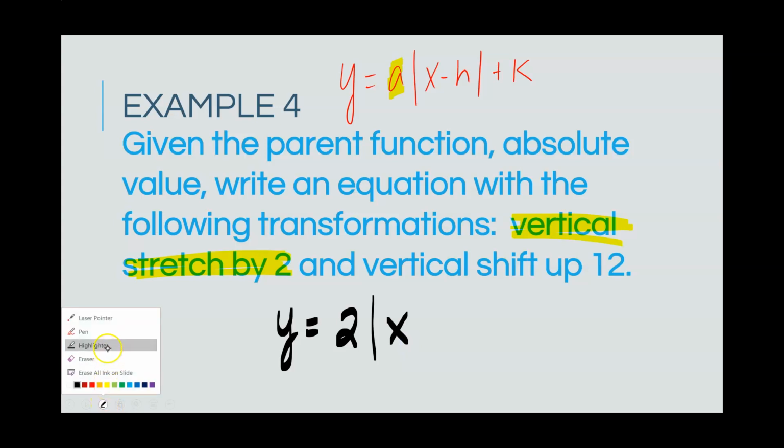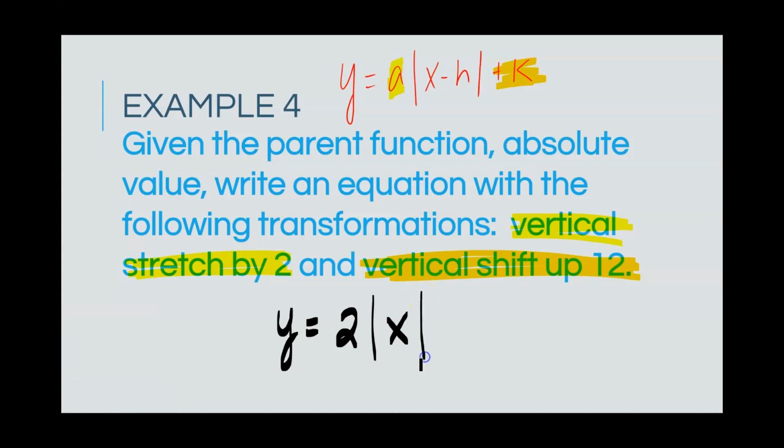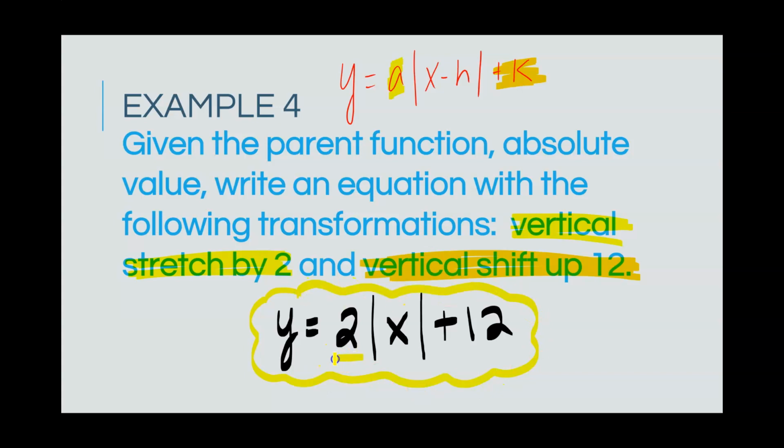Next, it says that I have a vertical shift up by 12. Up and down is your k value. So do I have an h value? No, I don't. Since you don't have an h value, we're going to close our bars out. Up 12 means it's going to be plus 12. And that is your answer: a vertical stretch by 2, up 12.